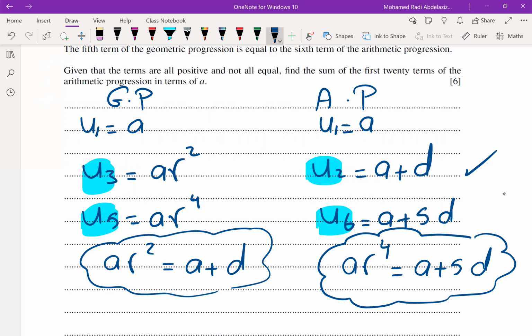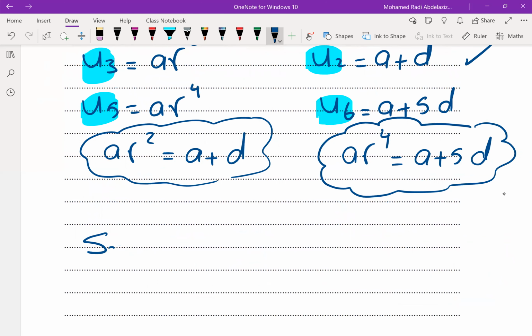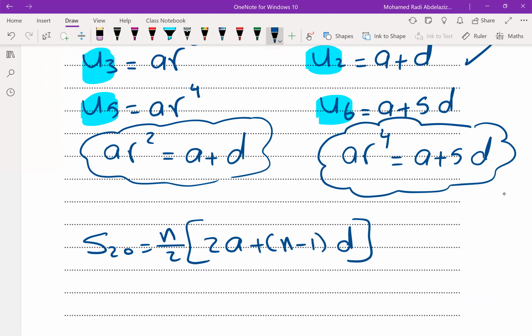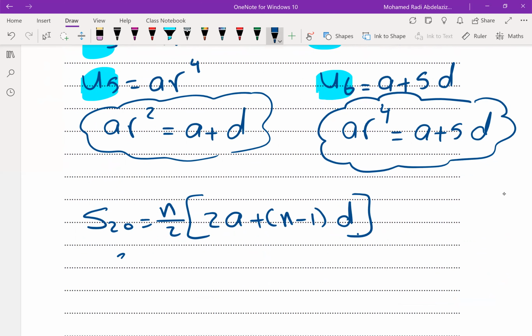He asked to get what? Given that all terms are positive and not all are equal, find the sum of the first 20 terms of the arithmetic progression in terms of A. So he asked to find S of 20, which is equal to N over 2, 2A plus N minus 1 times D. N is 20, so S20 is equal to 20 divided by 2, which is 10, times 2A plus 20 minus 1, which is 19D.